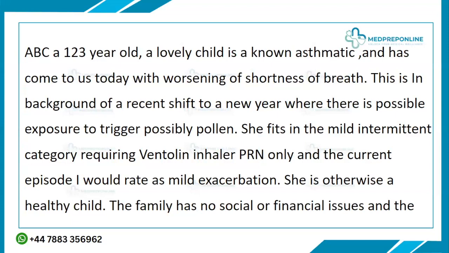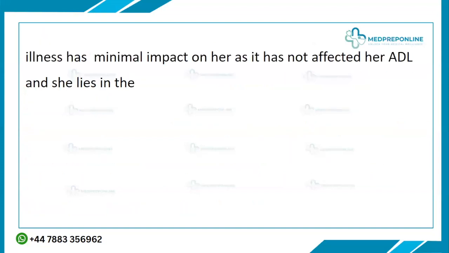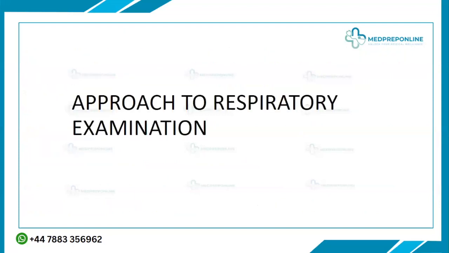Now you're coming to the child as a whole. You've covered her illness until this point, then you say she's otherwise a healthy child with no social or financial issues, and the illness has minimal effect on her daily life, and this is how you go on with it. Okay, so this brings it to the end of the history station. If there are any questions, we can go on with them. I'll take a 2 minute break.